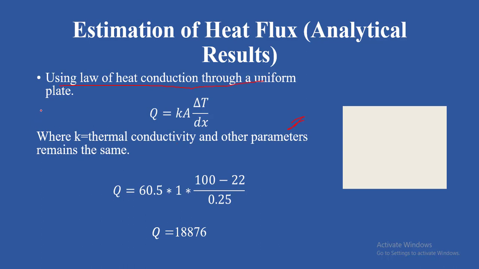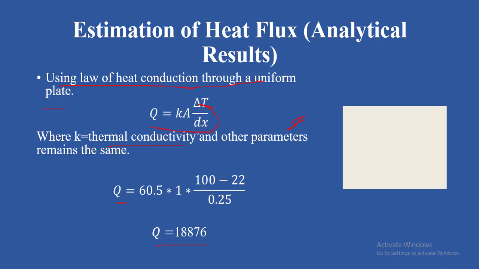So we will utilize this formula where Q is the heat flow, K is the thermal conductivity, A is the area, delta T is the change in temperature, and dx is the thickness of the plate, where K is the thermal conductivity and other parameters remain the same. We will substitute these values in this equation and determine these answers. The value of heat flow is 18876, which we found through the analytical solution using the law of heat conduction.